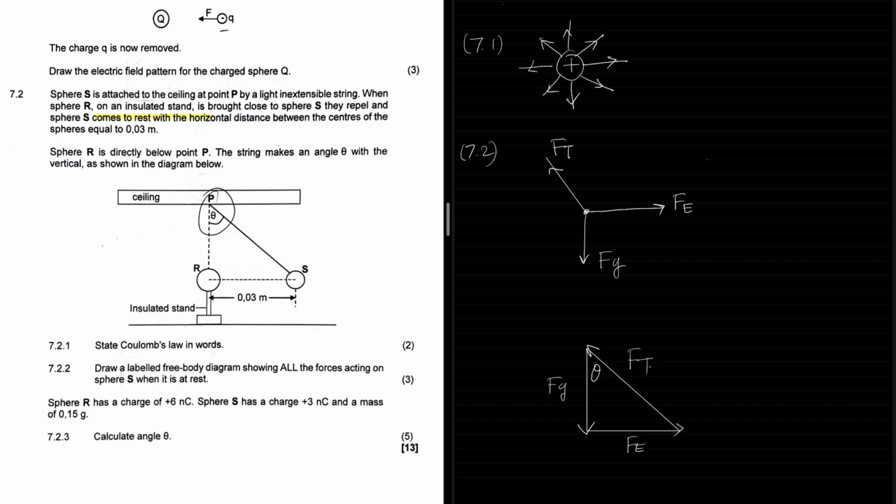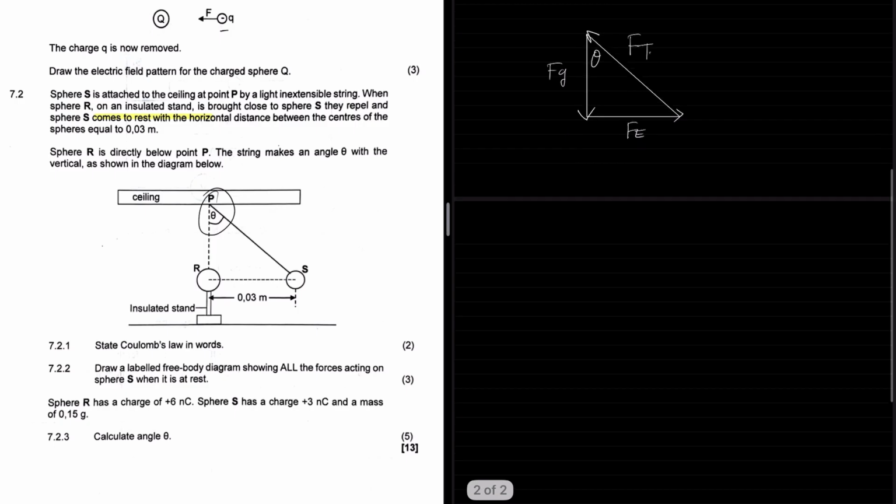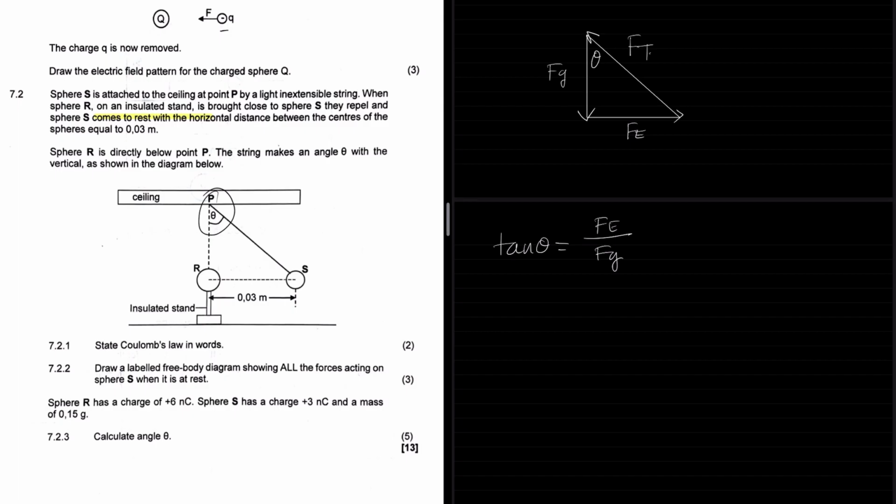Now if I want to work out theta, I can use a trig function. I can say that tan theta is equal to Fe divided by Fg. It just avoids us having to work out Ft. Though if you wanted to work out Ft using Pythagoras, you could do that, but it's just a longer method. And so theta is going to equal the inverse tan of Fe over Fg. Now we need to work out what Fe is and what Fg is.